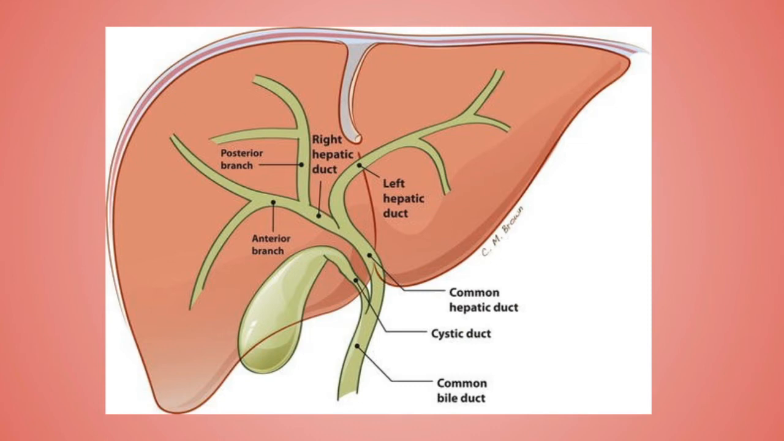Now one more important term is Hartmann's pouch. What is that? Hartmann's pouch is a pouch extending outward from the posteromedial wall of the neck of the gallbladder. That pouch has clinical significance because gallstones may lodge in this Hartmann's pouch. Now you may wonder how gallstones are formed inside the gallbladder.